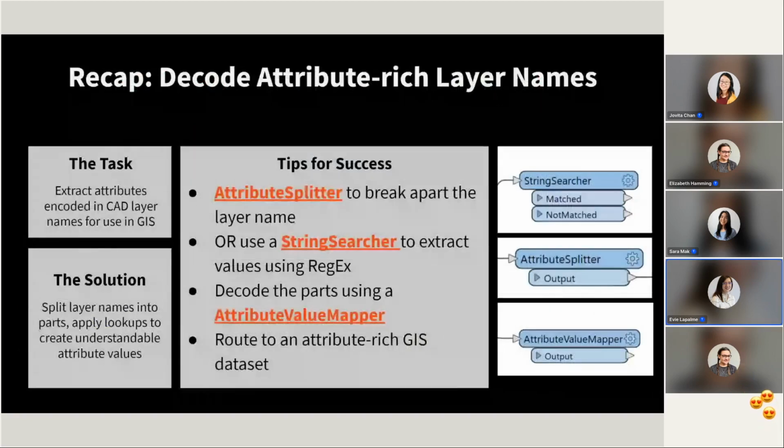So to recap, the task was to extract attributes encoded in CAD layer names to use in GIS. We used the attribute splitter in the previous webinar, and now we're using the string searcher to extract values using regex, and to decode the parts using an attribute value mapper. So this is the benefit of using these transformers to route an attribute-rich GIS dataset.